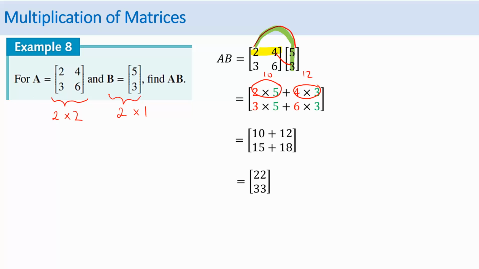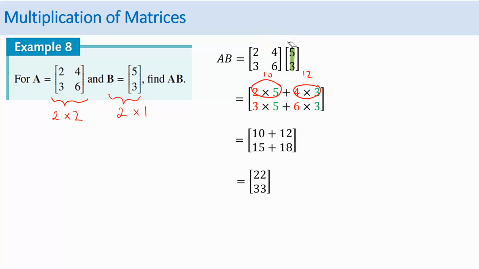Row 2 is this one. That's 3, 6. So you'd be pairing 3 with a 5, 6 with a 3. See what I'm doing there? I'm just pairing the first number with the first number, second number with the second number, and then I add those two together. Whatever you're multiplying will give you the entry.